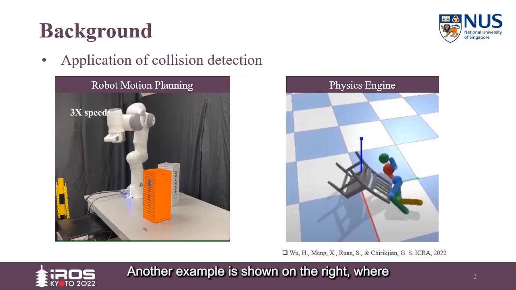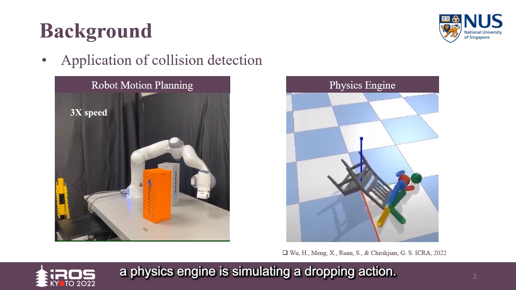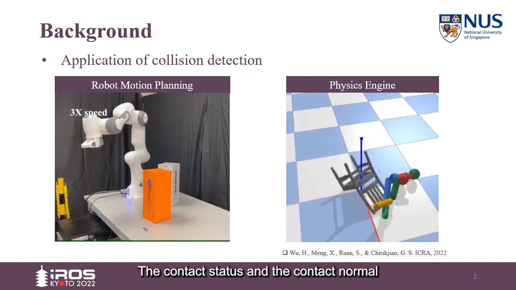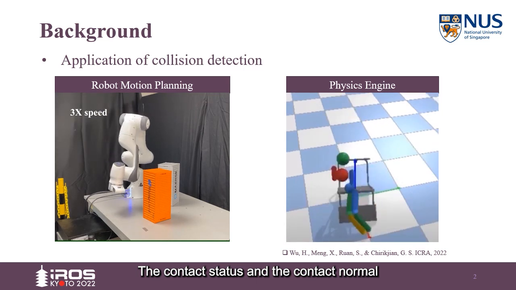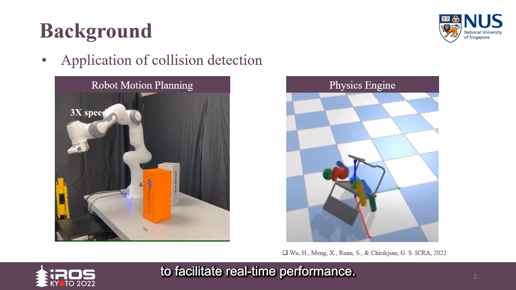Another example is shown on the right, where a physics engine is simulating a dropping action. The contact status and the contact normal have to be queried efficiently in order to facilitate real-time performance.